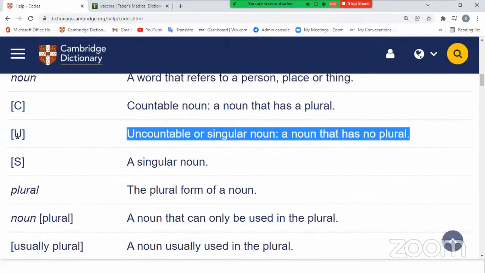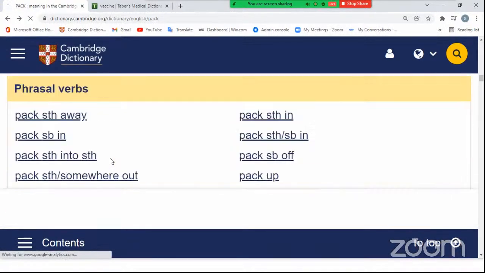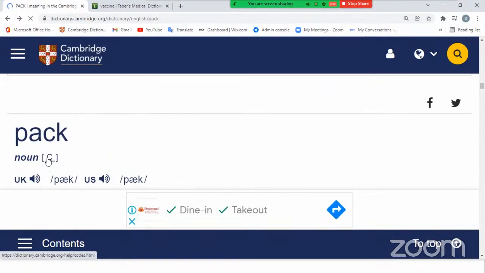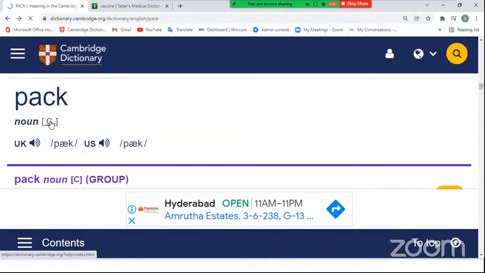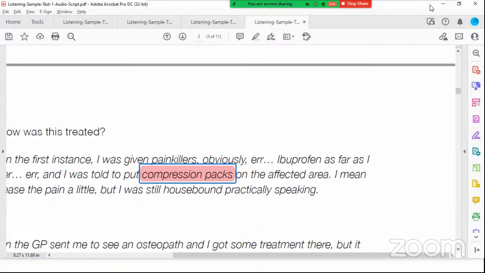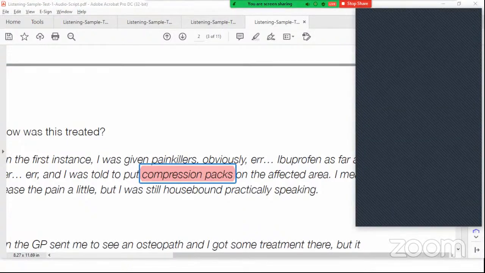Learn what this is. You don't know. So, countable. It is countable. It is not uncountable. That means a singular will be there, a plural will be there. So you are supposed to write either a singular or a plural. That means your answer should be a compression pack. This is singular.